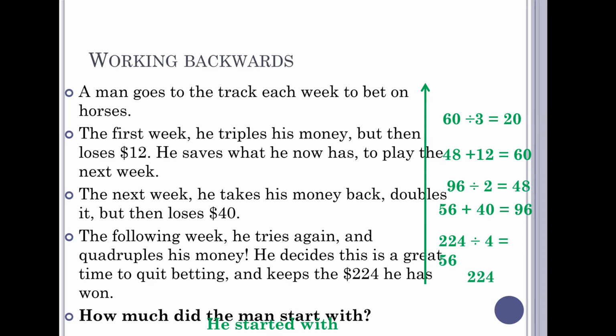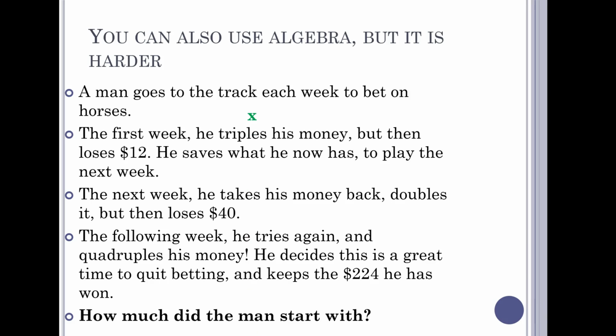Let's look at the algebra. So he starts with x amount of money. He triples his money and then loses $12. That's 3x minus 12. Then he doubles that and loses 40. That's a little hard to read. It's 2 times (3x minus 12) minus the 40. Wow. And then it says he quadrupled that. That means 4 times all of this. Ooh, it's getting messy. And all of that is equal to 224. And that's just tough.